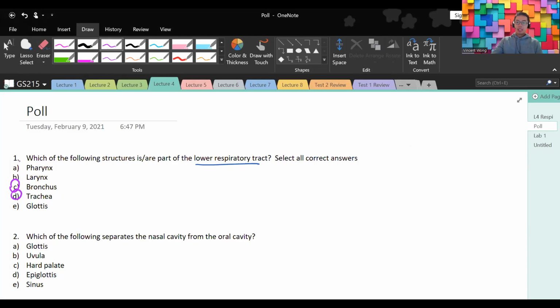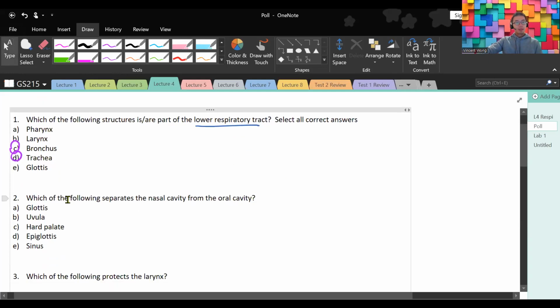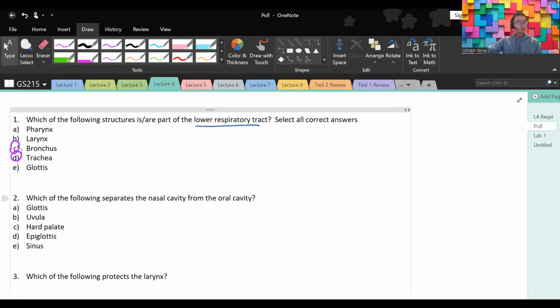Right? It's usually more damaging than an upper respiratory tract infection. So upper respiratory tract infection will be like if you have a sinus infection, if you have a cold or something like that. Lower respiratory tract infection would be like tuberculosis, pneumonia, right? And even COVID can give you lower respiratory tract infection. Okay, next one.